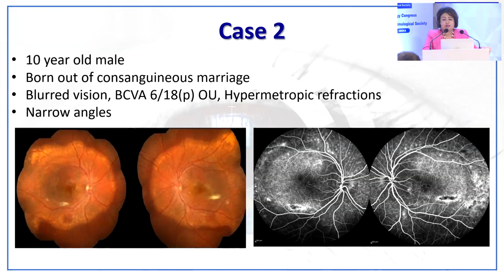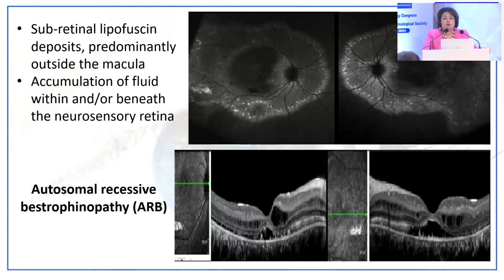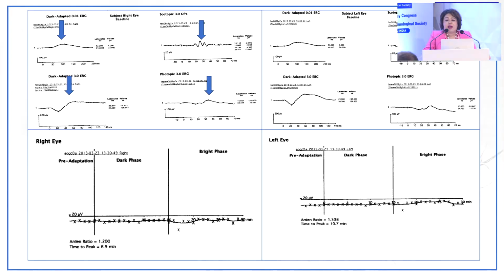This is the second case. A 10-year-old male born out of a consanguineous marriage, blurred vision, BCVA 6/18 partial, hypermetropic refraction, narrow angles. Now you see the subretinal lipofuscin deposits predominantly outside the macula, accumulation of fluid beneath the neurosensory retina and also within. This is autosomal recessive bestrophinopathy, that is called recessive Best. And in recessive Best, you can see both ERG and EOG are reduced.